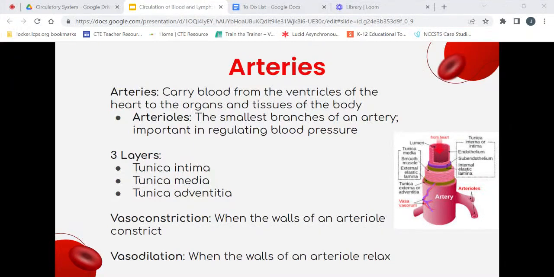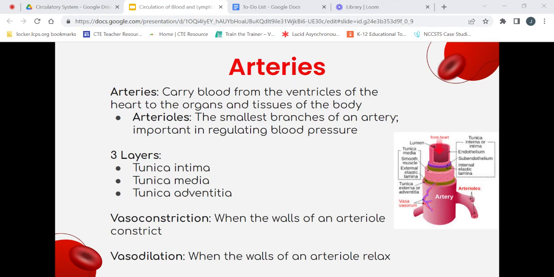The wall of an artery or vein has three layers, or tunics. We have tunica intima, and that is the inner layer of the wall of an artery or vein. It consists of endothelium that forms a smooth surface for blood. The tunica media is the middle layer of an artery or vein. It consists of connective tissue and smooth muscle. In large arteries, this is the thickest layer and contains several layers of elastic fibers.